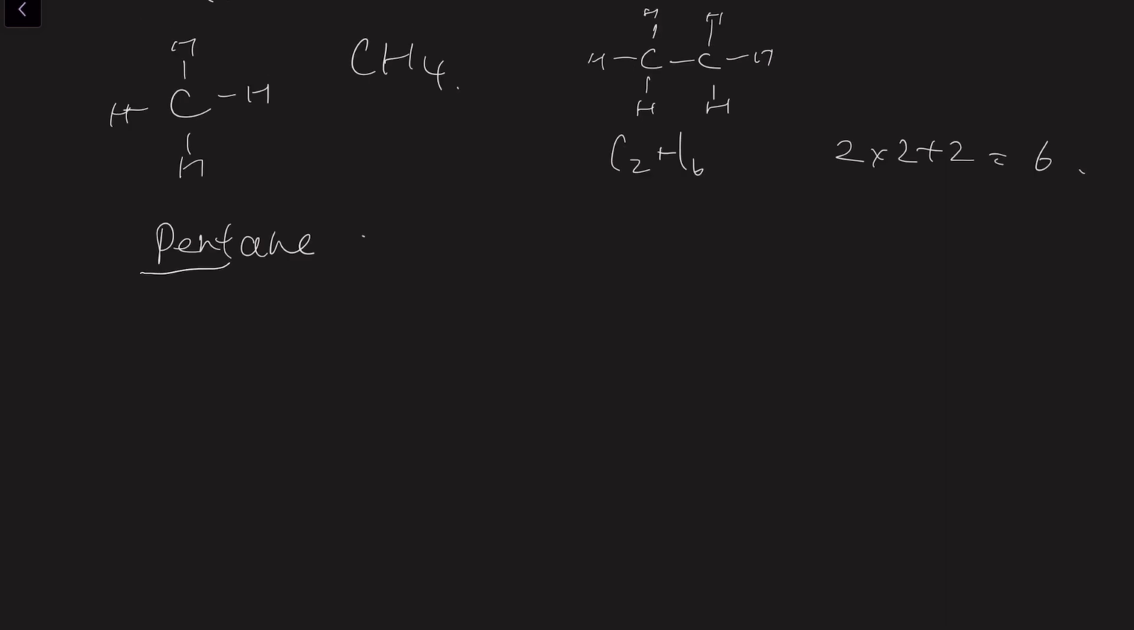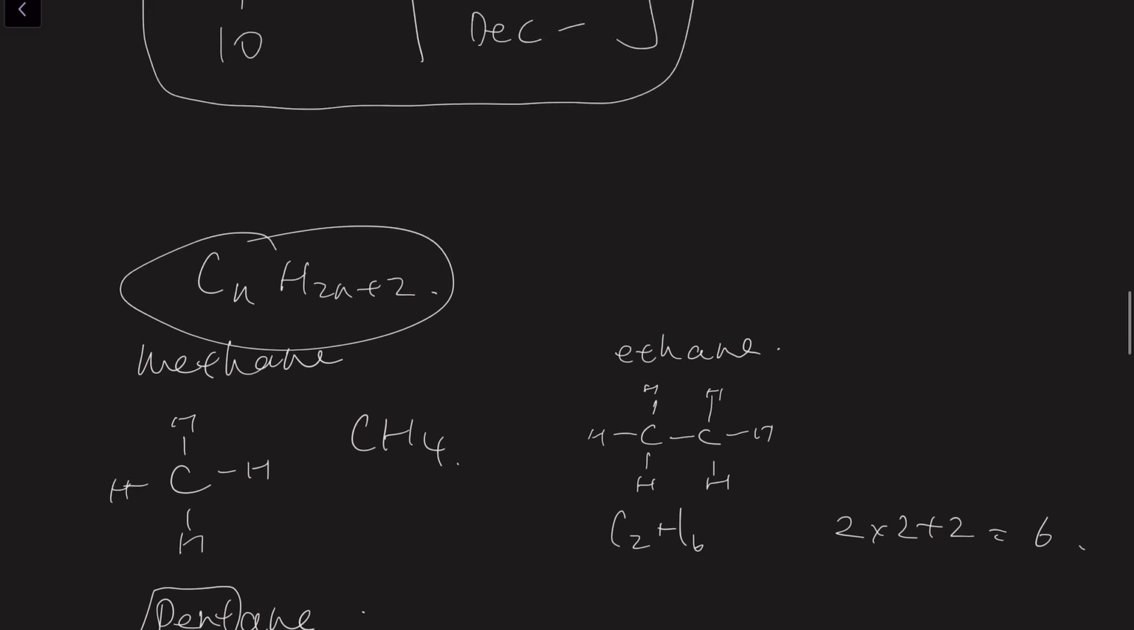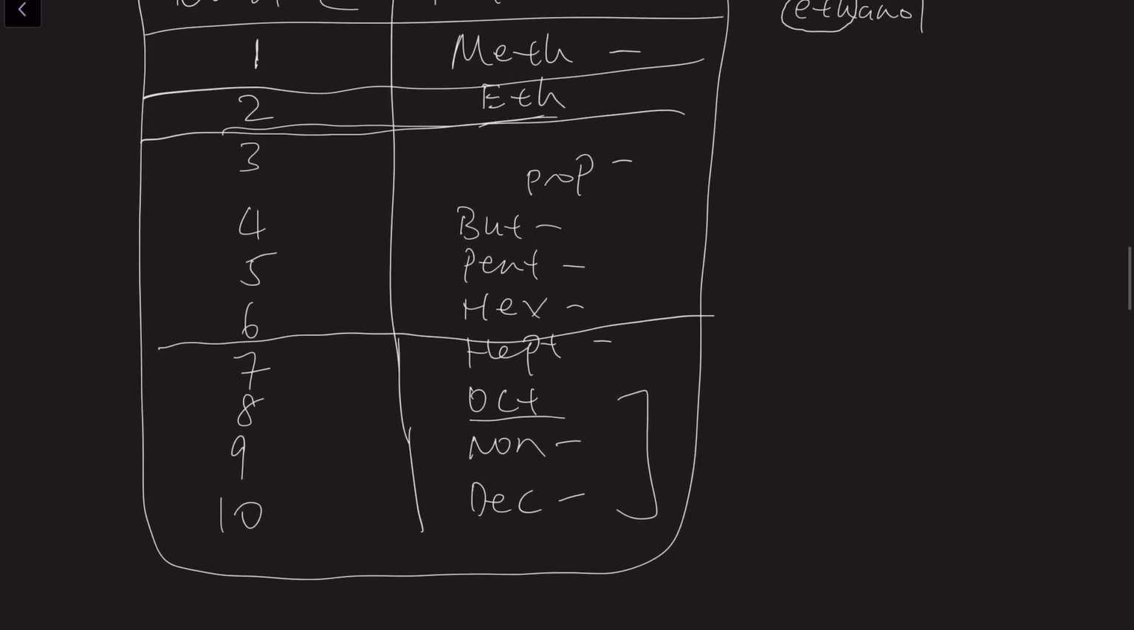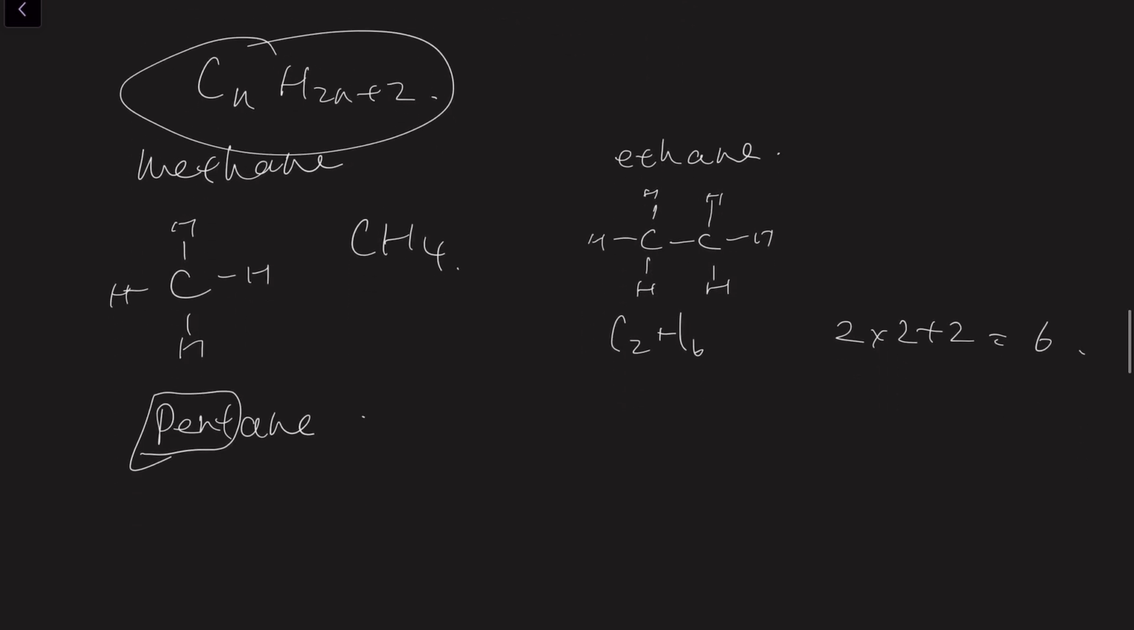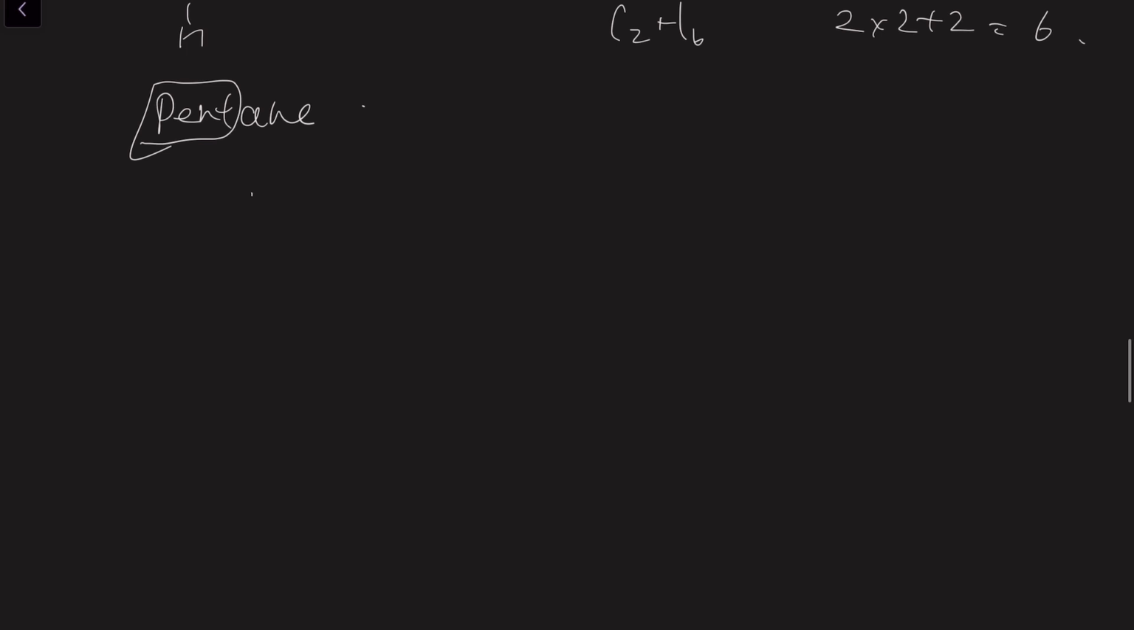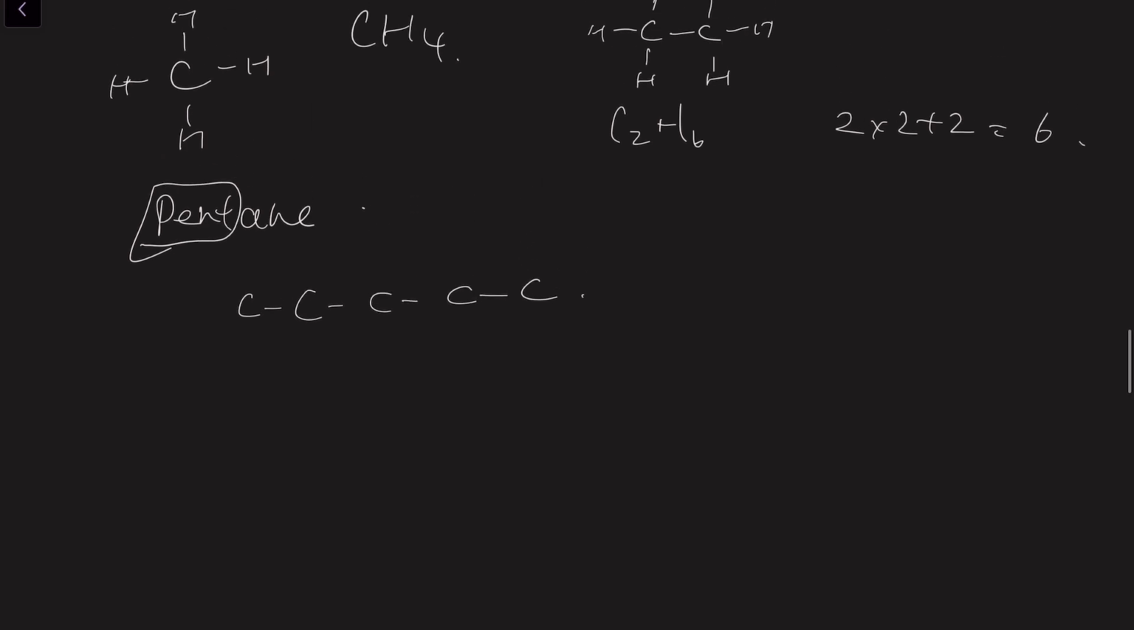From this prefix pent, let's go back to our table, PENT. So we need 5 carbon in our carbon chain: 1, 2, 3, 4, 5. Because it is ANE, we know it only contains carbon-to-carbon single bonds. And then let's fill in the gap and draw the hydrogen atoms.